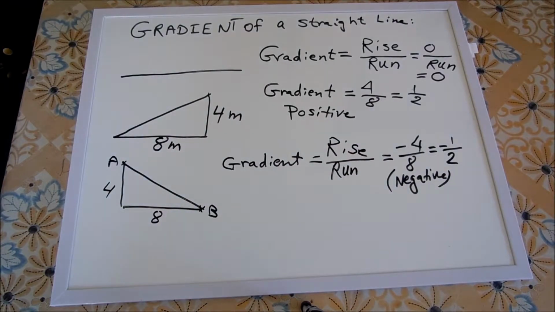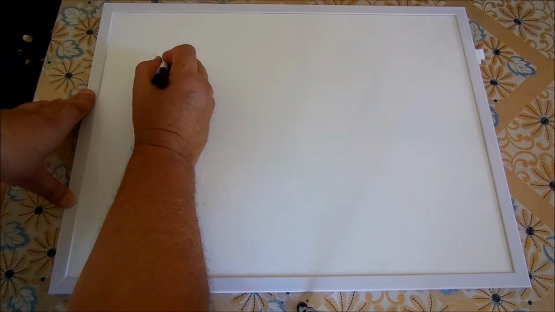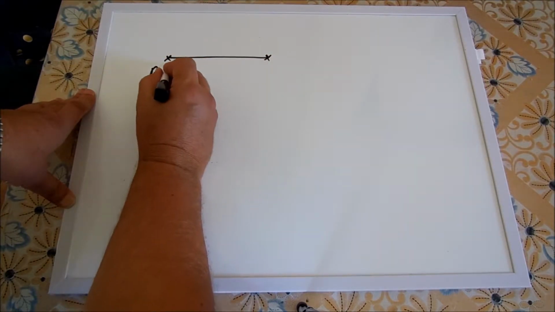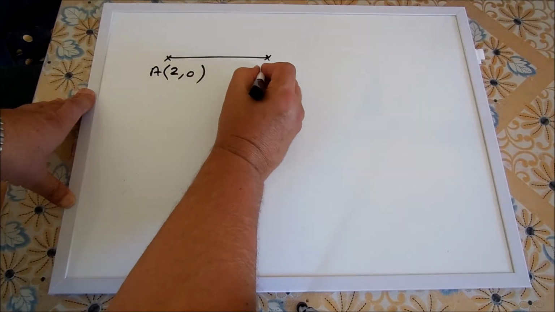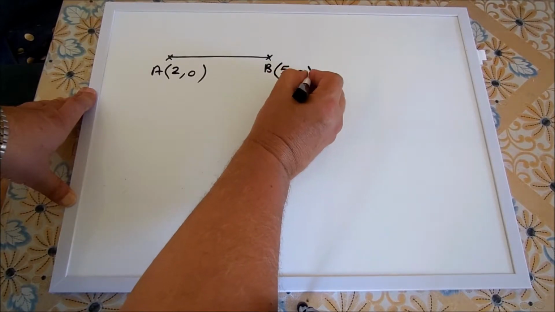Alright, so to summarize, gradient represents how steep a straight line is, and it's equal to 0 if it is flat, and it's positive if it's going up, and it's negative if it's going down. Okay, now we'll use this concept to find the equation of straight lines if we are given the coordinates of the line joining 2 points. Let's say a line is joining these 2 points. A with coordinates, let's say x is 2 and y is 0. And point B, x is, let's say, 5, and y is 0.